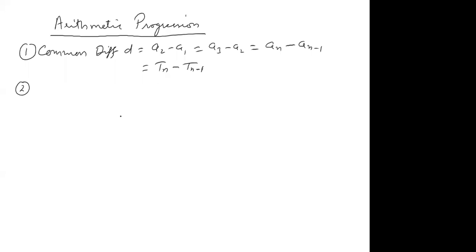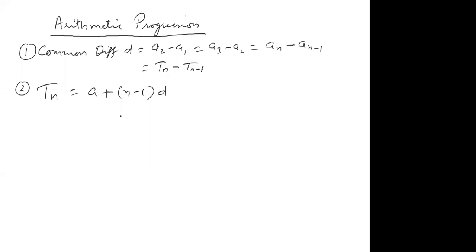Second thing, what was the nth term? Yes, tell me. What was the nth term? Tn. Tn is equal to A plus n minus 1 into D. Where A is the first term. So these two things we have done.